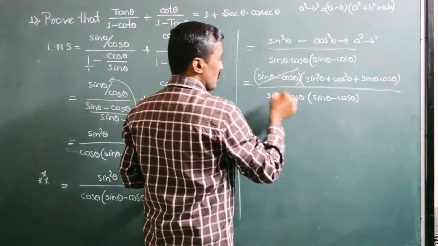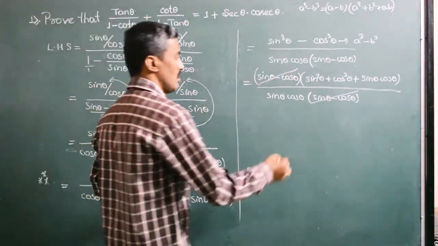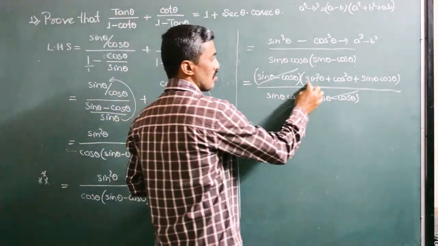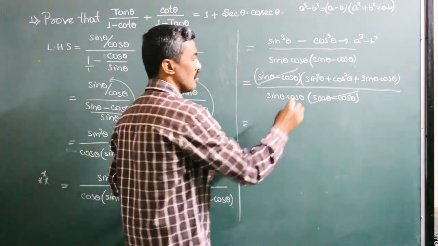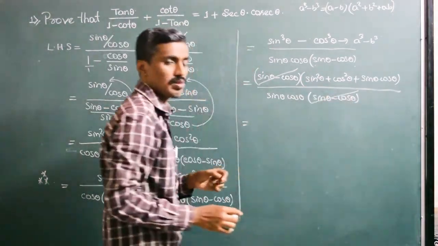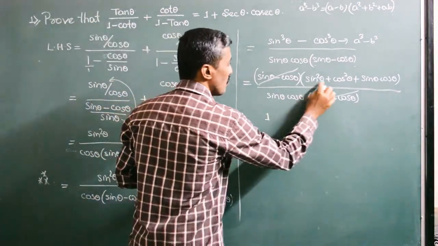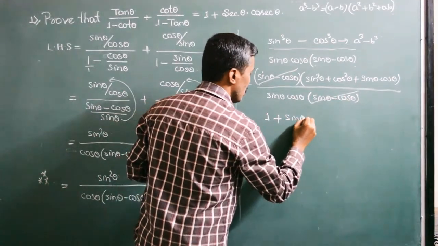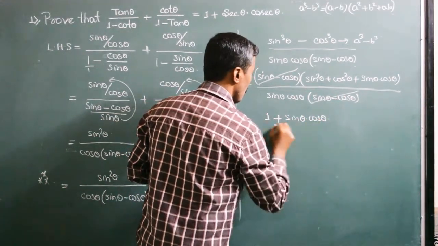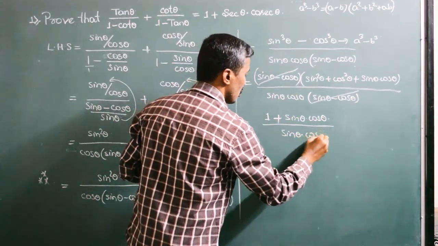So sin theta minus cos theta, sin theta minus cos theta get cancelled. Then the remaining terms are sin square theta plus cos square theta plus sin theta into cos theta, whole divided by sin theta into cos theta. But we know what sin square theta plus cos square theta is. It is 1. So therefore 1 plus sin theta into cos theta, whole divided by sin theta into cos theta.